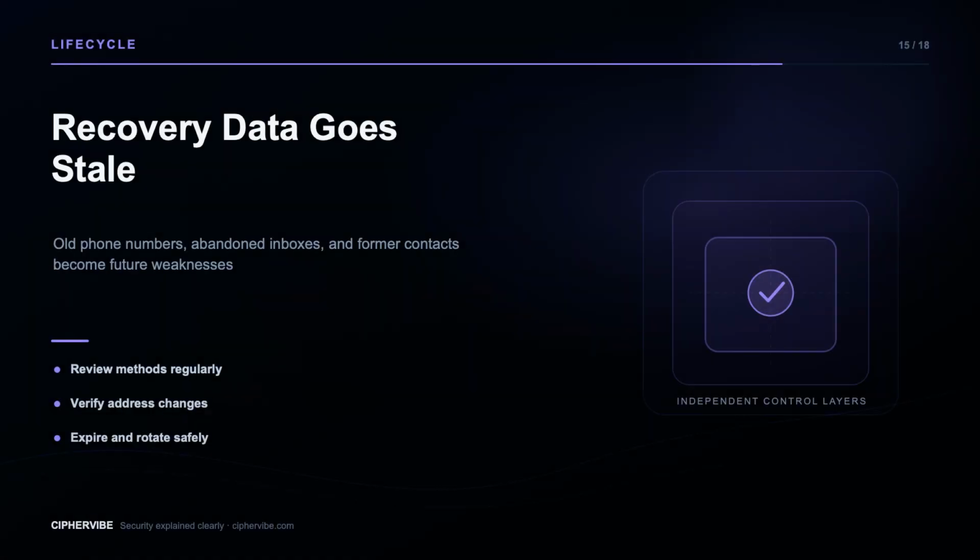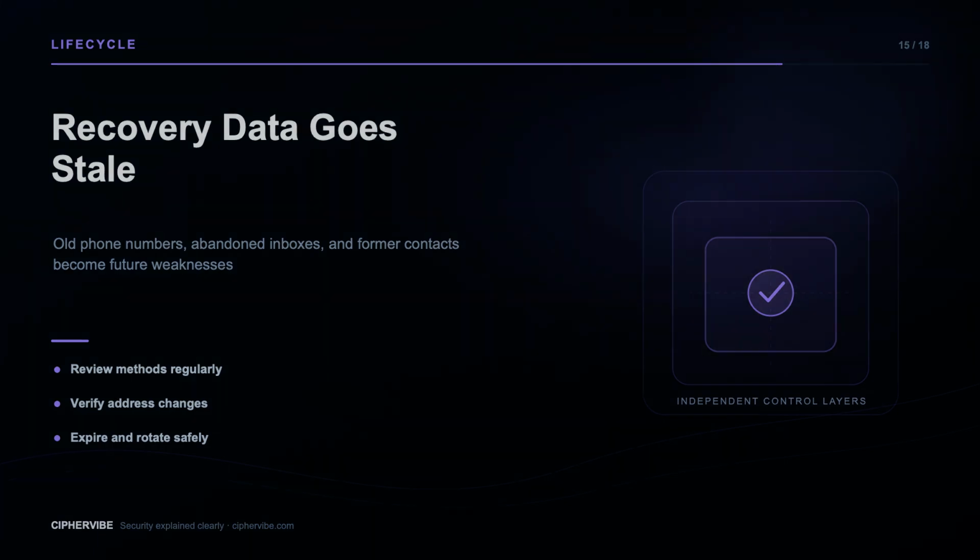Recovery security degrades when old phone numbers, forgotten mailboxes, and outdated contacts remain trusted. Let users review recovery methods while authenticated, verify new addresses before use, notify existing destinations of changes, and prevent a newly added channel from immediately becoming the sole recovery authority.